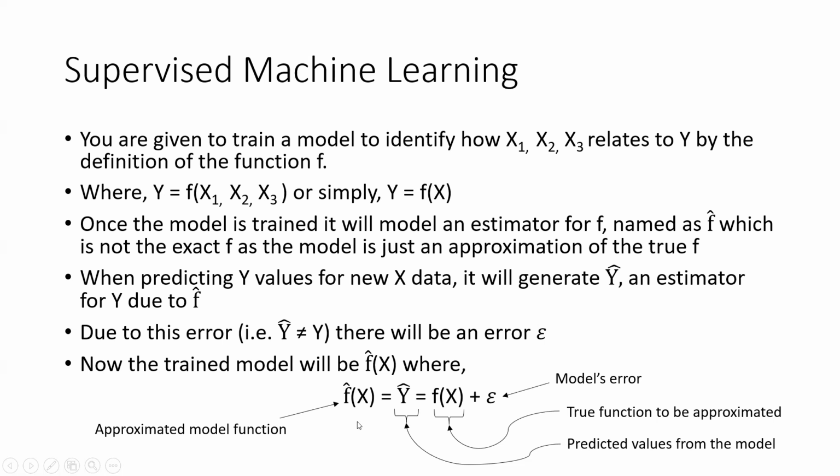So this is an approximated model function, and this is the predicted value from the machine learning model. The model represents this f hat(x), and when you give x values to this model, it produces the y hat values, not the y values, which are approximated values for y with an error of epsilon. So epsilon is known as the model's error for the given x value.